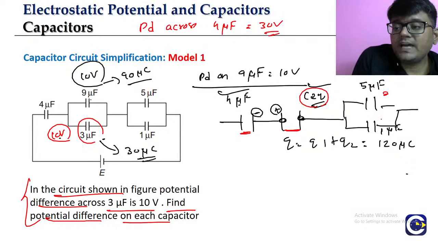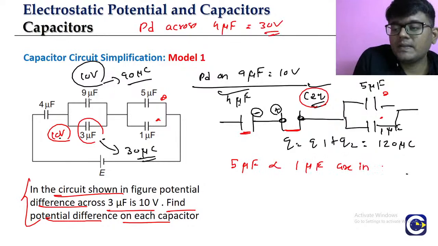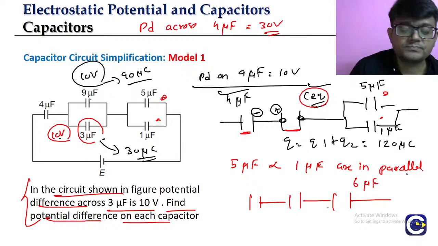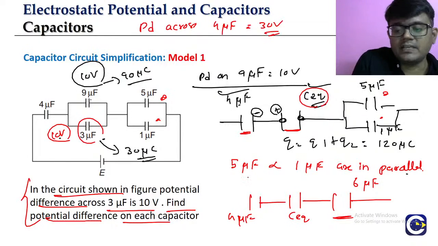Look, this 5 and 1 are in parallel. 5 microfarad and 1 microfarad are in parallel. Now we replace both of them by one equivalent. If we replace these two values, what is the equivalent capacitance? 5 plus 1, 6. And this one is 4 microfarad, the equivalent of 9 and 3. Then this is the equivalent of 5 and 1. All of them are in series, right?